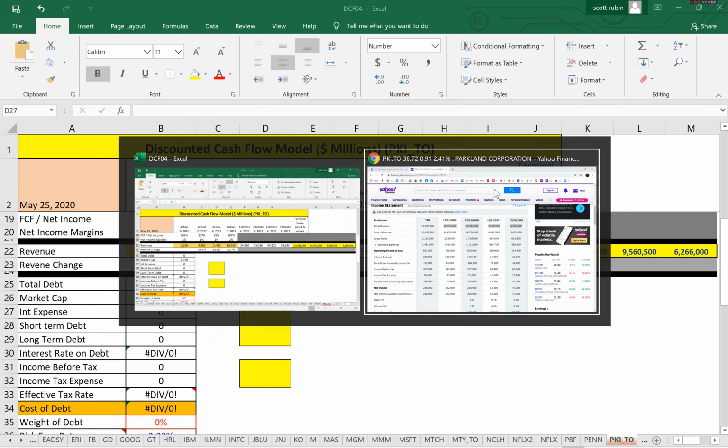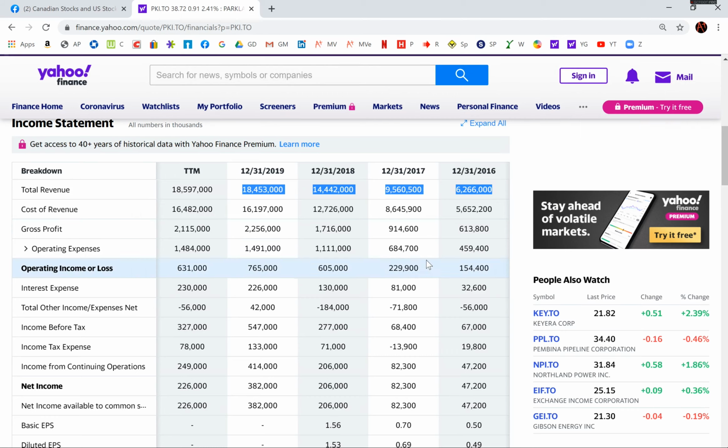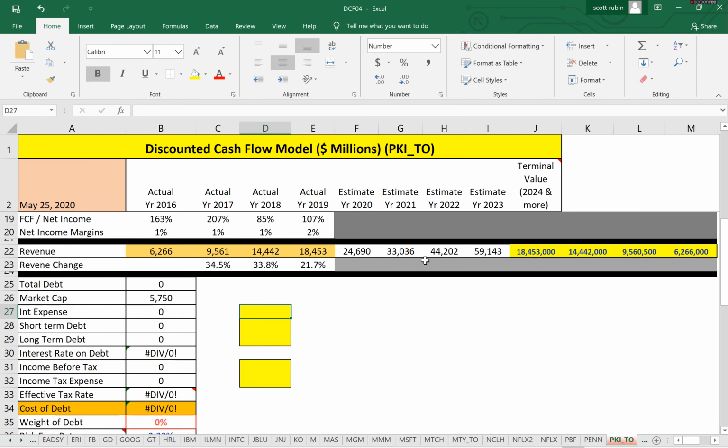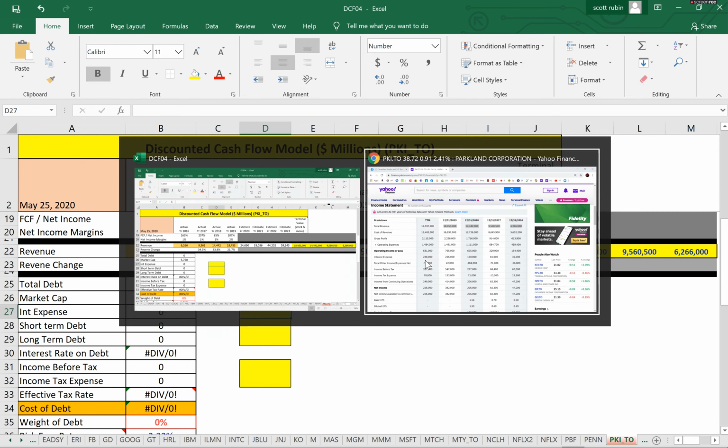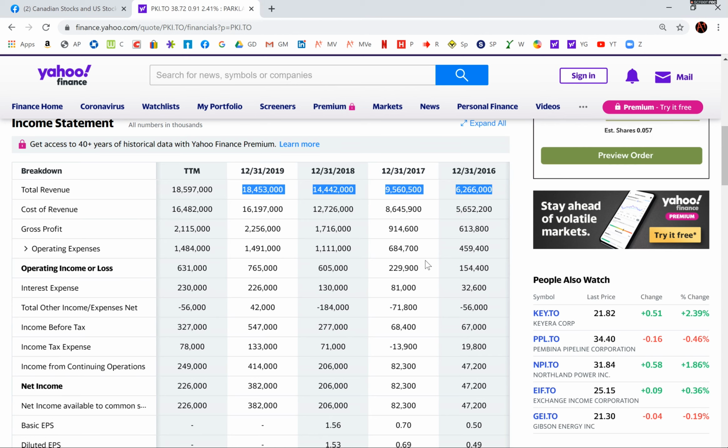But it doesn't really matter how the financials look. It matters what it's trading at. It might be trading at a really high price. So we need to figure out the capital structure so we can discount the future cash flows.